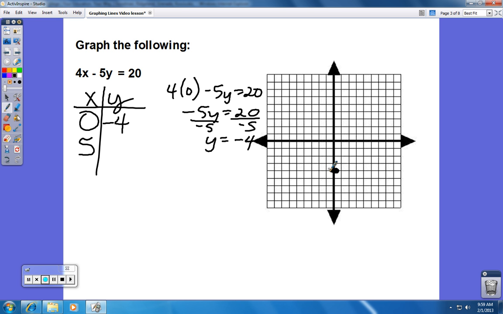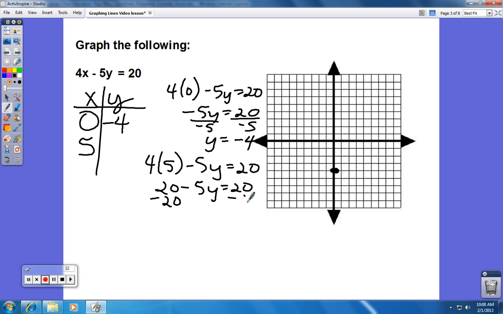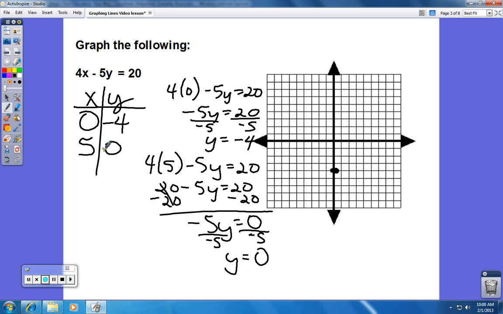Okay, so now when x is over here at 5, 1, 2, 3, 4, 5, are we going to go up, are we going to go down, or are we going to stay where we are? So we'll substitute 5 in the place of x. That's going to be 20 minus 5y equal to 20. We'll subtract 20. That's going to give us negative 5y equal to 0. Divided by negative 5, we'll get y equal to 0. So when x is at 5, 1, 2, 3, 4, 5, we actually don't move. We stay where we are because this is 0.